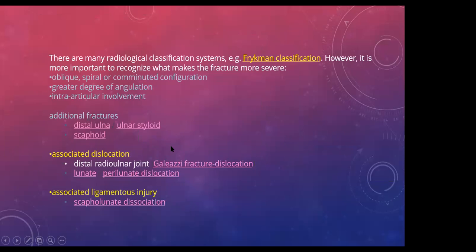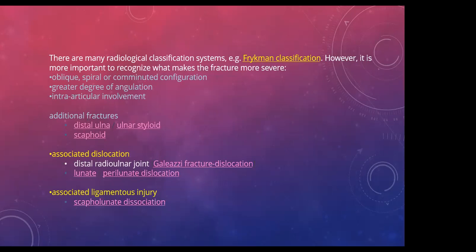There are many radiological classifications, for example, the Frykman classification. It is important to recognize what makes a fracture more severe: oblique, spiral, or comminuted configuration, greater degree of angulation, intra-articular involvement. Additional fractures: distal ulnar styloid and scaphoid.